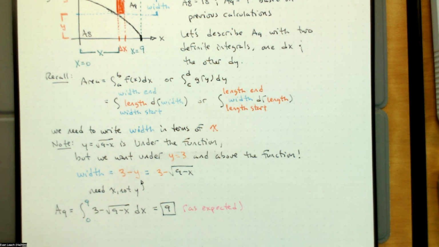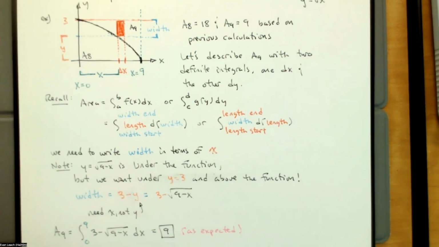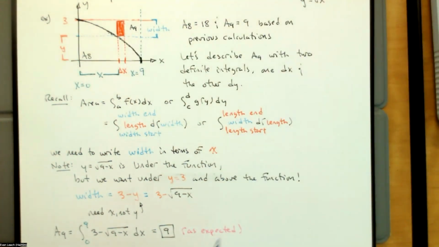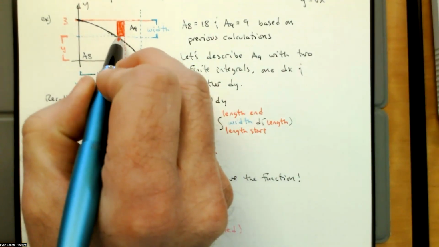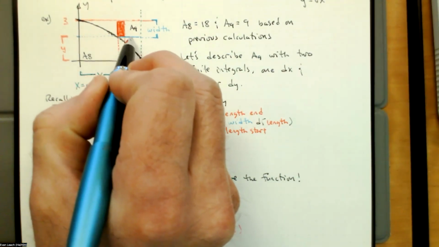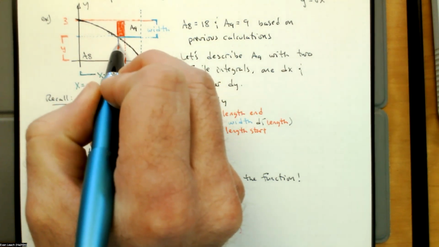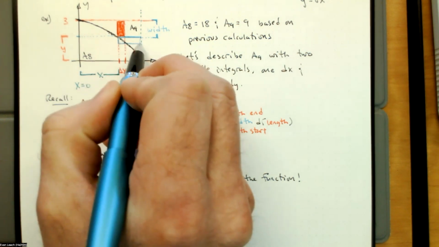The next thing we're going to want to do is still working with A9. I think I can get away without writing this again. I want to turn the rectangle sideways. And instead of looking at the width at different places on the length, what if I looked at the length for different places on the width? What if I said here is, I want this rectangle.